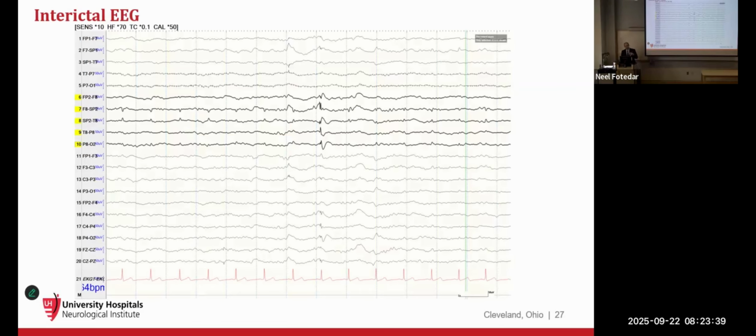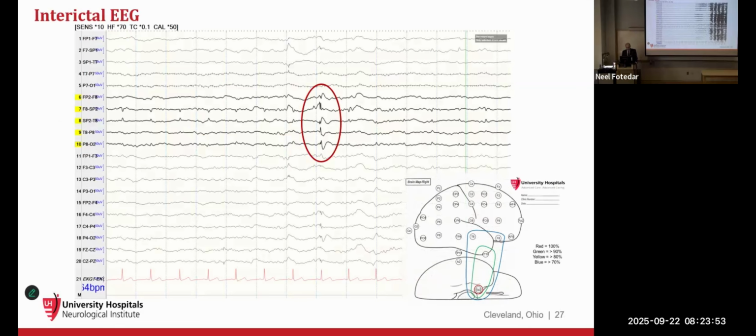This is how other testing modalities complement your semiology analysis. This is his interictal EEG. As you can see, it's a very, very clear spike in the right temporal region, maximum at SP2, kind of isopotential at SP2 and F8. This is the isopotential map.